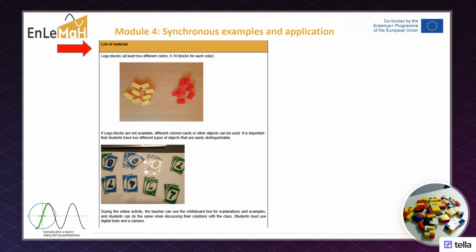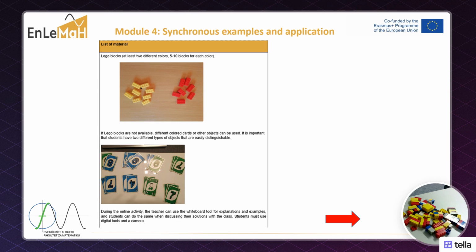Students should be informed of what materials they should prepare to participate in a synchronous activity before the activity takes place. Teachers must be careful to use readily available materials, especially in situations where students cannot leave their homes to find the materials they need. The preferred material for this activity is Lego blocks. If Lego blocks are not available, different color cards or other objects can be used. It is important that students have two different types of objects that are easily distinguishable.